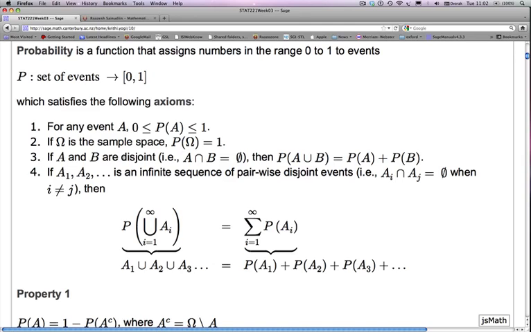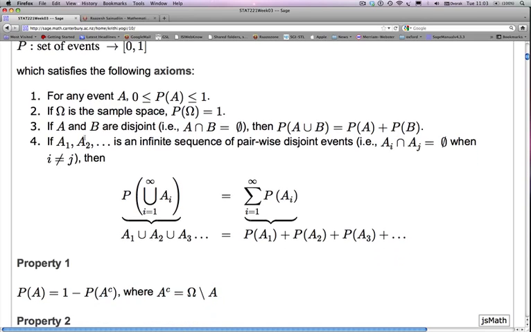If A and B are disjoint, that is, A intersection B is the empty set, then we want the probability of A union B to be the probability of A plus the probability of B. Remember, A and B are events, so A union B is in the domain of this function called probability, or P. And whenever you have two disjoint sets, then the probability of the union should be their sum. That's the third axiom that should be satisfied by P.